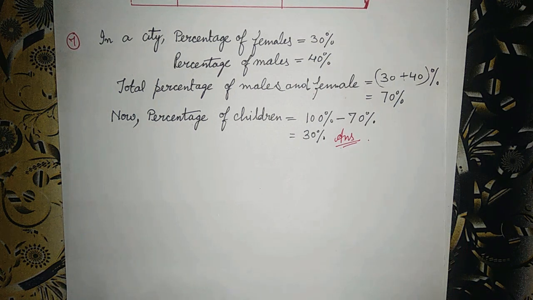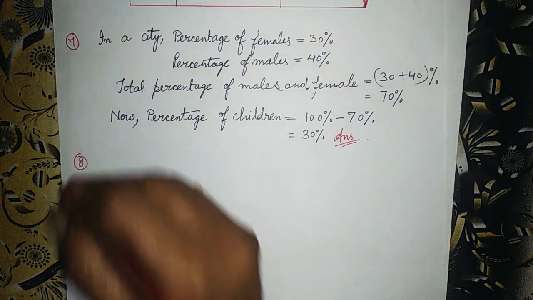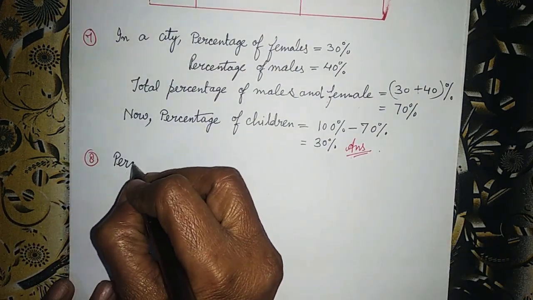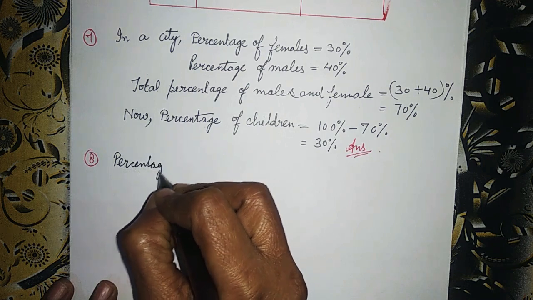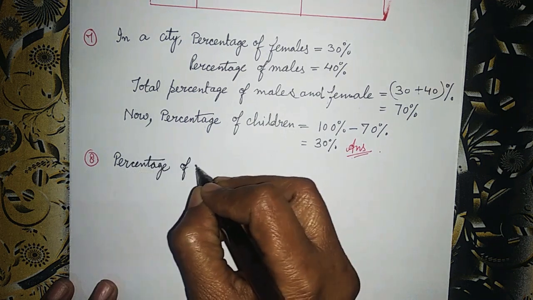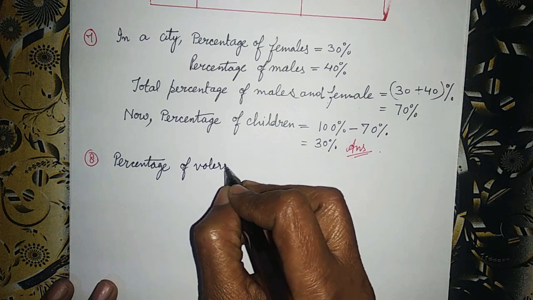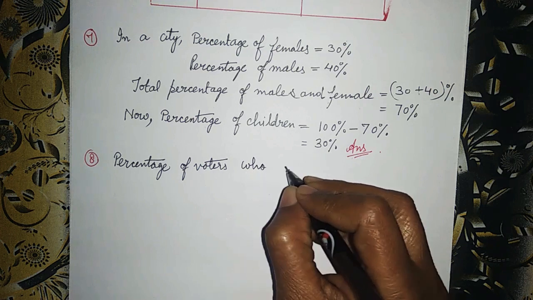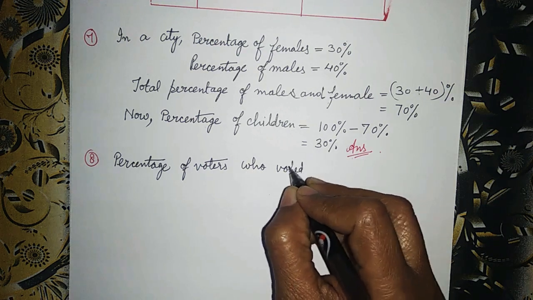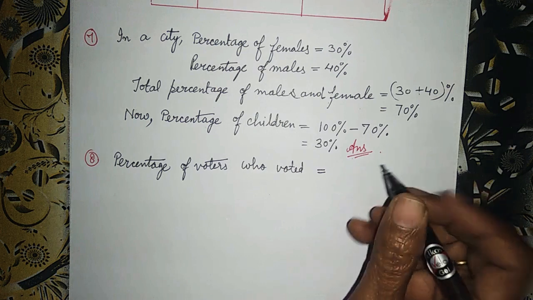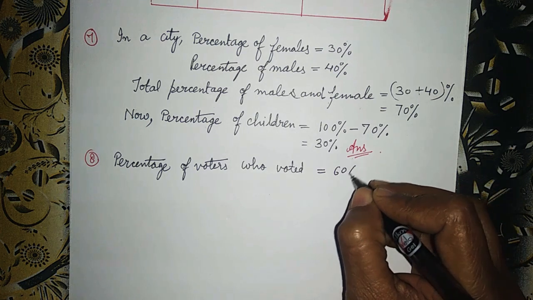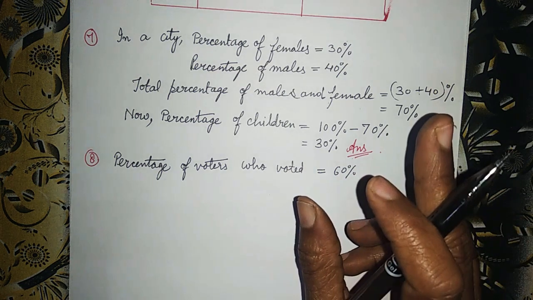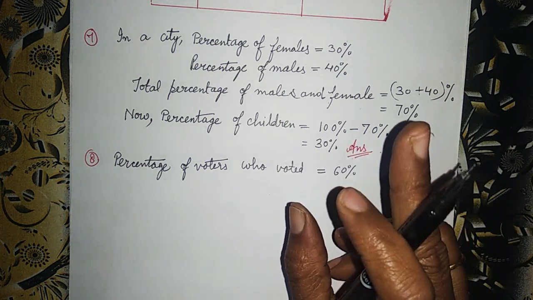Okay. Percentage of voters who voted. This you have got in the question. 60%. Okay. Now we have to find the percentage of voters who did not vote.